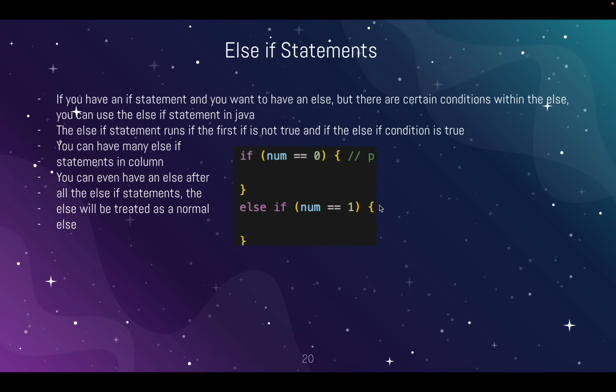Now I'm going to go over else if statements. If you have an if statement and you want to have an else, but there are certain conditions within the else, you can use the else if statement in Java. The else if statement runs if the first if is not true, if the else if condition is true. So the first if statement is not true, but if the second else if statement is true, then it'll run here. And you can also have an else after all of the else if statements. And you can have as many else if statements as you want.